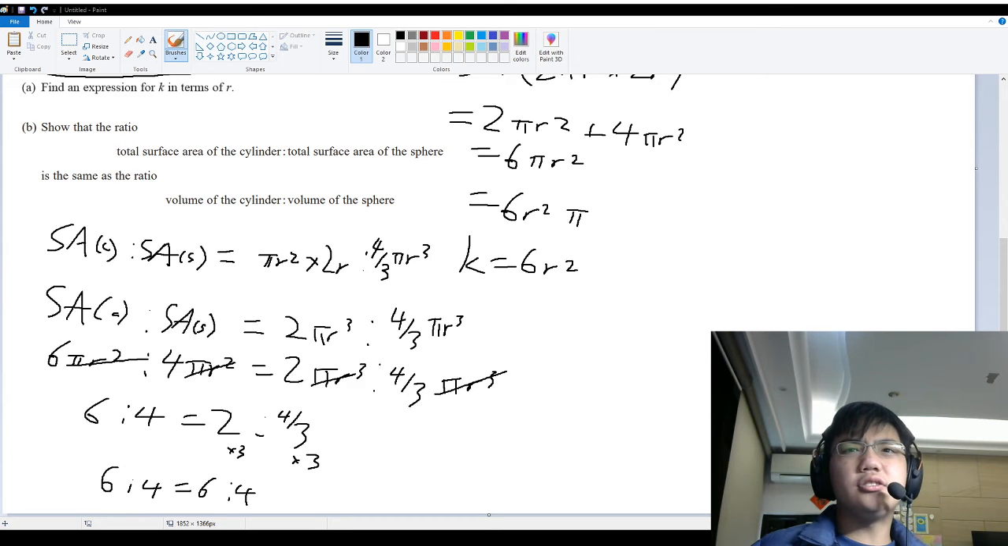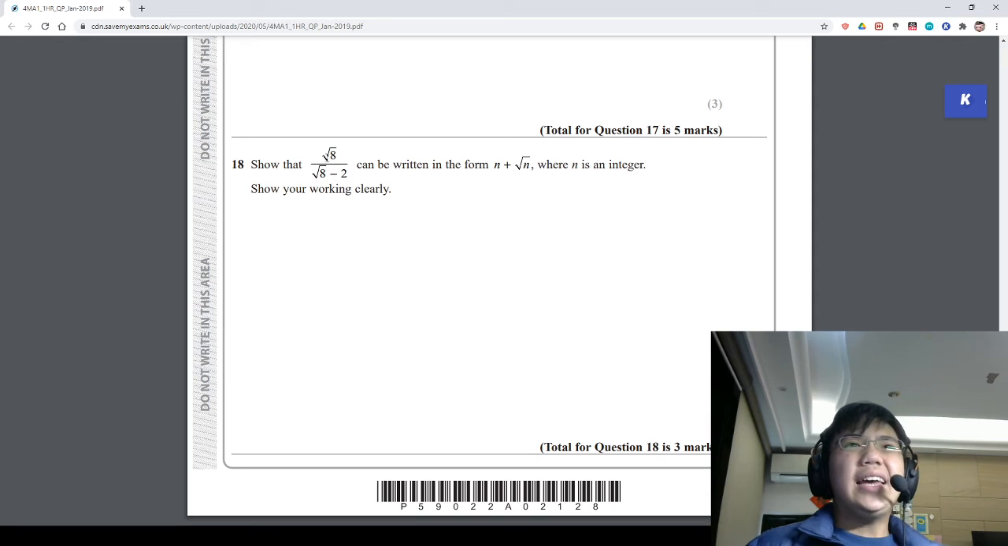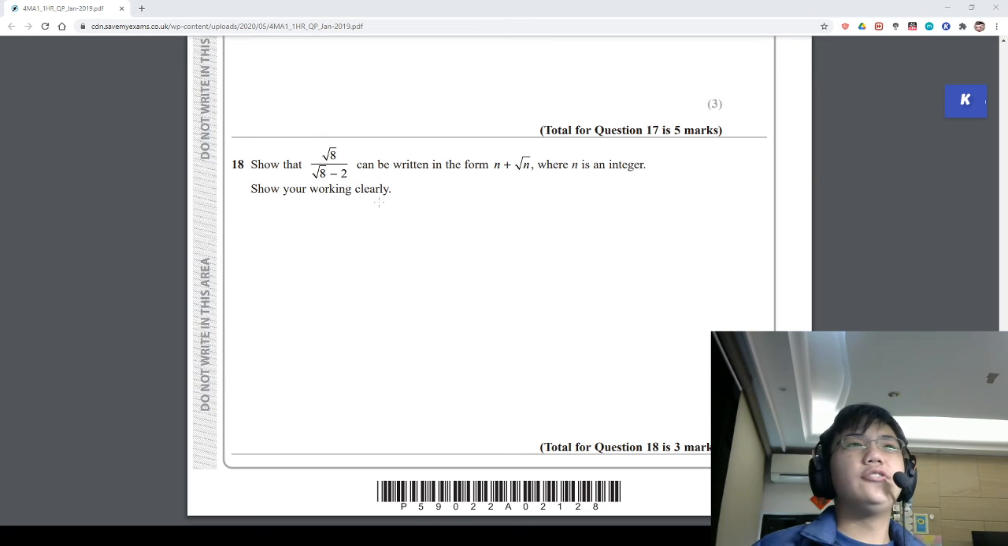Question 18. Show that the square root of 8 over the square root of 8 minus 2 can be written in the form n plus square root of n, where n is an integer. Show your working clearly. And this question is worth 3 marks.